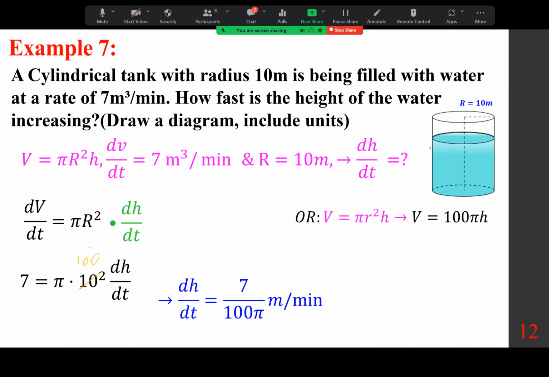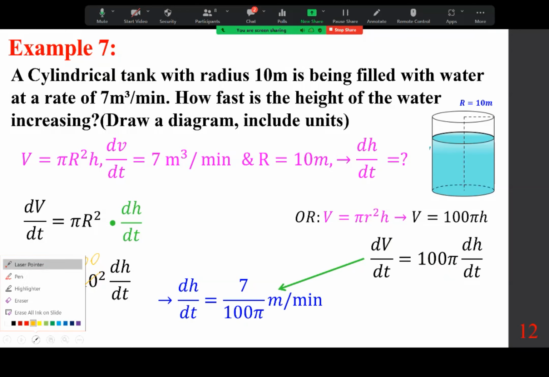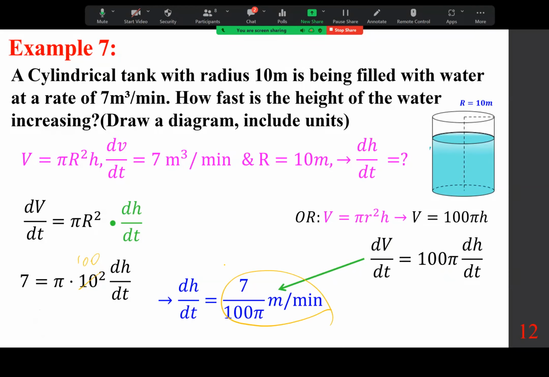And this is an exact answer. Class, you can go with that formula and replace the r with 10 right away. By the way, lowercase r or uppercase r makes no difference. What I did, I like to keep it with r and then change it. You can right away notice that since r is 10, replace it, and then if you differentiate you come up with the same answer. I'm going to keep it as an exact answer, 7 over 100 pi meters per minute. But if they ask you for so many decimals, you follow that.